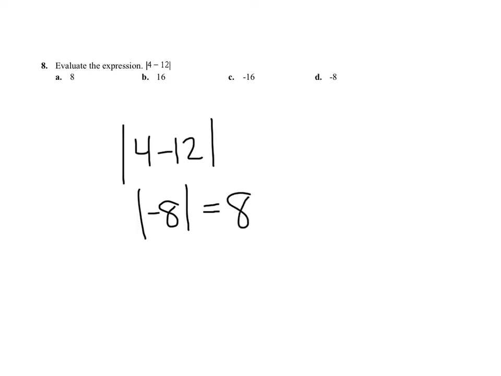All right, evaluate the expression absolute value of 4 minus 12. So we have, again, absolute value signs, and inside of that is 4 minus 12. So what do we do first? Do we do the absolute value or do we do the subtraction? We do the subtraction because it's inside. And then we do 4 minus 12, which is negative 8. And then we have the absolute value of negative 8, which is 8. So hopefully you got A for the answer.